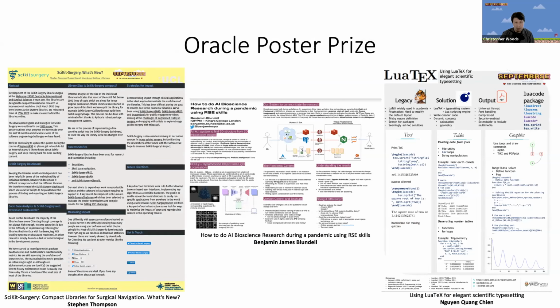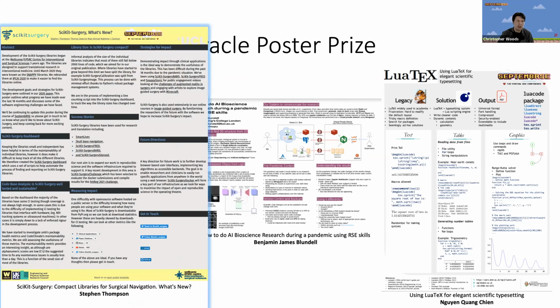Okay, so our next competition was the poster prize. We had a poster prize that was open to the 3 posters which were submitted to SeptembRSE and that were displayed throughout the conference. The 3 posters were Psychic Surgery, What's New; How to do AI Bioscience Research During a Pandemic Using RSE Skills; and LuaTeX, using LuaTeX for Elegant Scientific Typesetting. We had an anonymous vote amongst the committee, and they were voting through this week, having viewed all of the posters. And based on that vote, we had a clear winner. And the winner of the Oracle Poster Prize is, there we are, Psychic Surgery, What's New by Stephen Thompson.